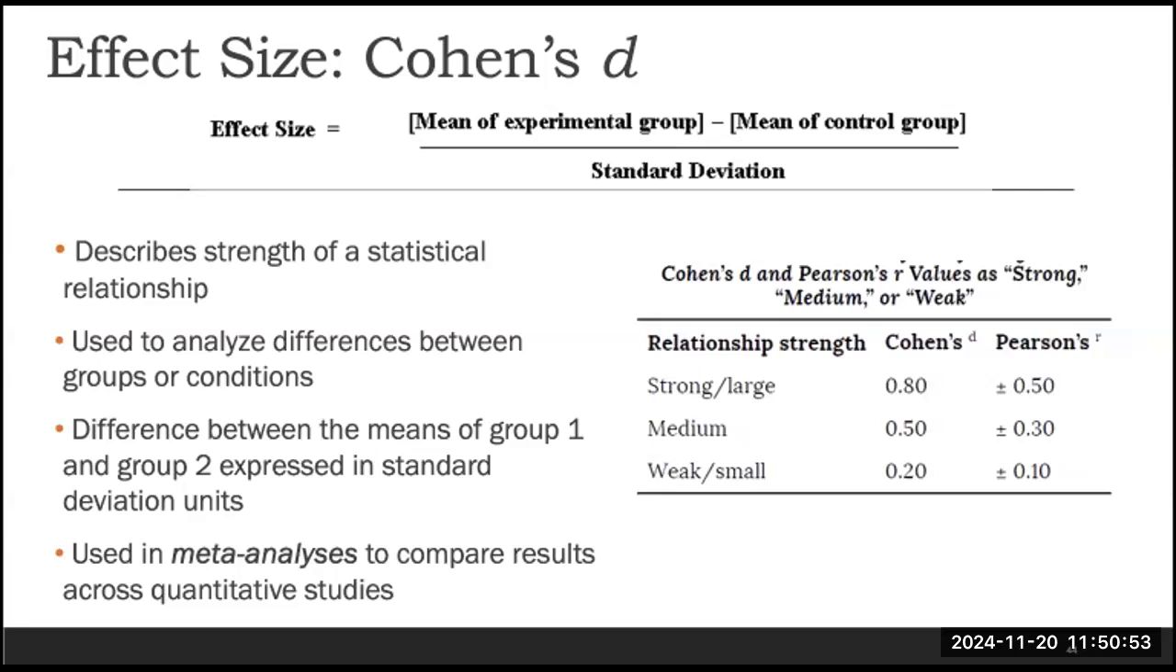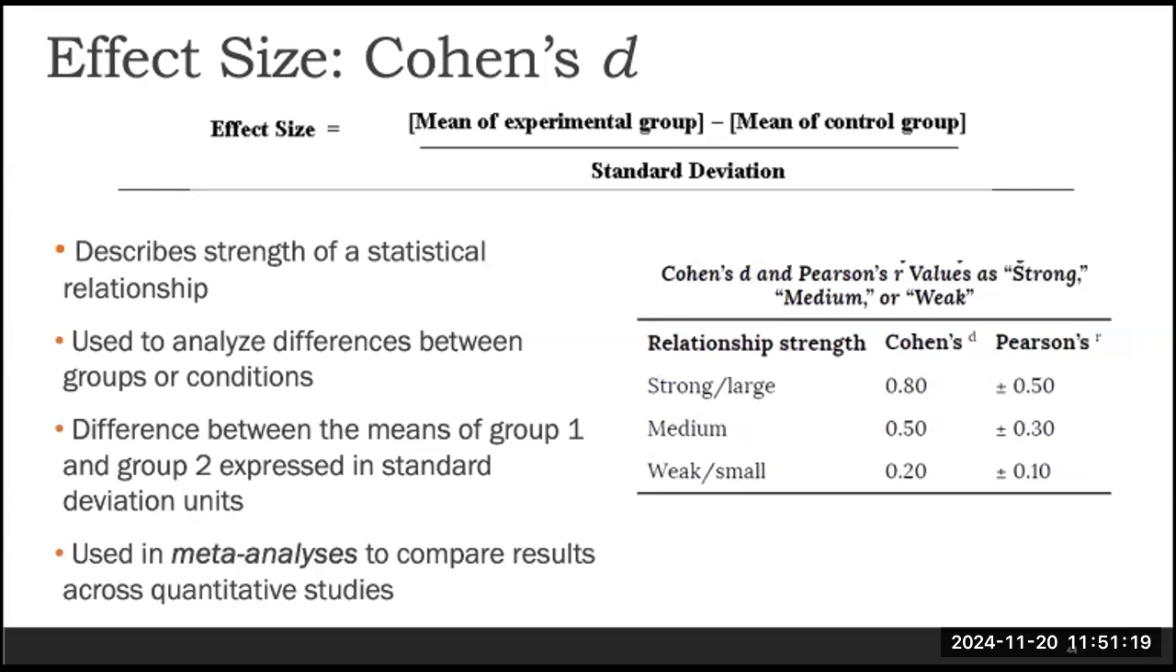So if you find your Cohen's d is 0.8, then it's a really large effect size. You don't need a lot of participants to find this effect in a group. On the other hand, if you have a very weak or small effect of this variable, like 0.2 or lower, then you have to have a really large sample size to find this effect in a random sample.